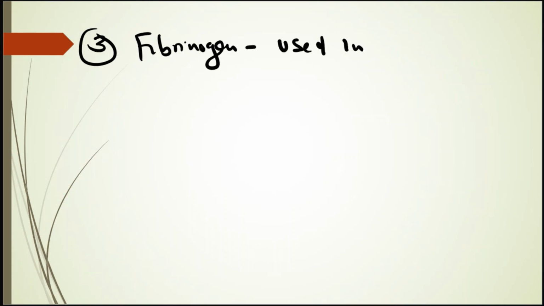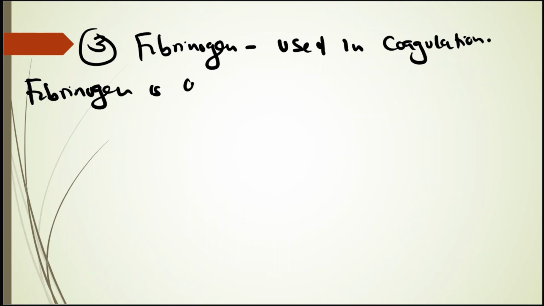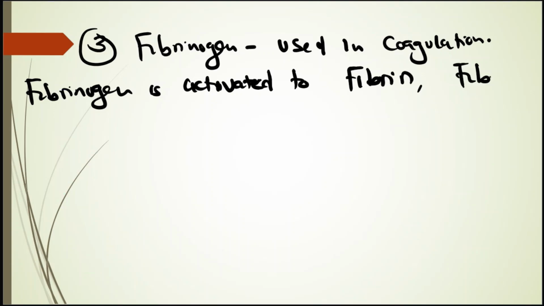Let's look at the third plasma protein that we have, which is called fibrinogen. Fibrinogen is used in coagulation. Okay, used in coagulation. So this fibrinogen is activated to what we call fibrin. Let me just write it down. Fibrinogen is activated to fibrin. Fibrin is what forms the clot.